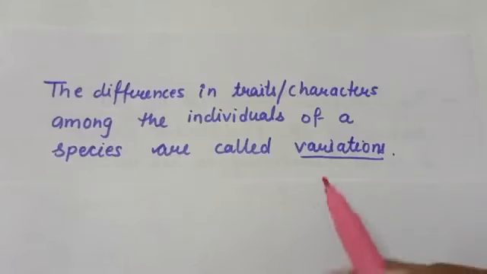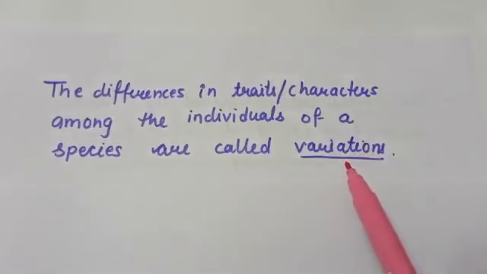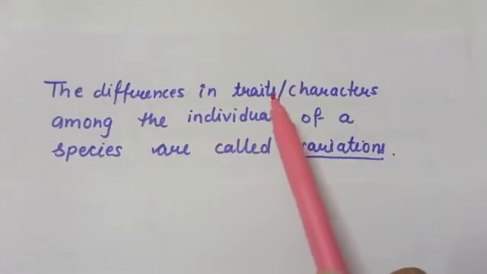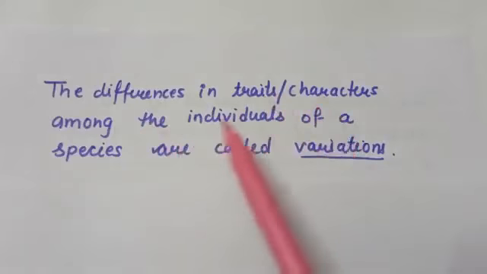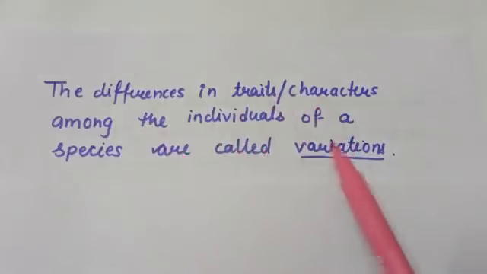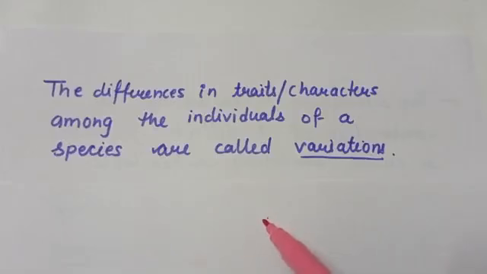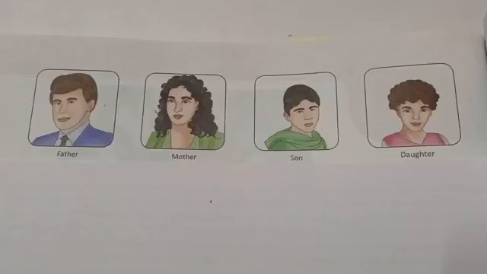We have studied variations in the previous chapter as well, but I would like to tell you that the differences in the traits or characters among the individuals of a species are called variations. So, variations are the changes or differences in the characteristics of organisms or individuals of the same species. Let us see how variations occur in species.